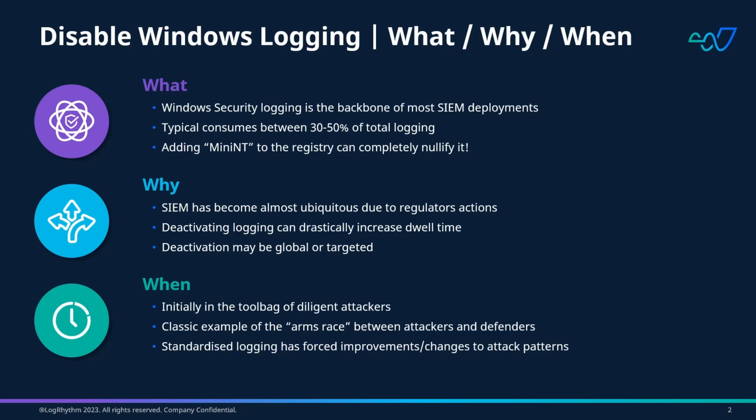When added, this key triggers the Windows system to behave as if it is operating in a Windows pre-installation environment. In this state, the system does not record any events in the security log, effectively disabling the generation of security event logs. Due to the ubiquitous nature of SIEM, thanks in large part to initiatives such as GDPR, adversaries are accessing environments knowing that they need an approach to counter the expected SIEM install.